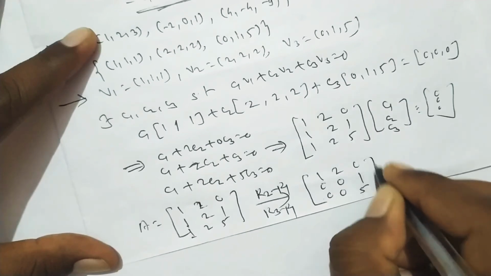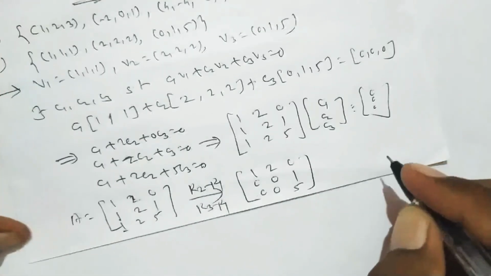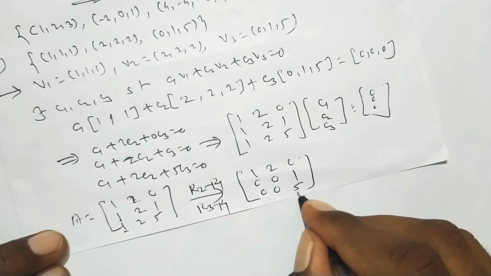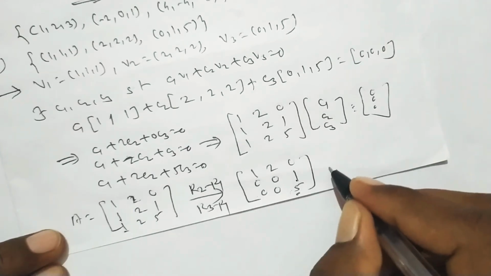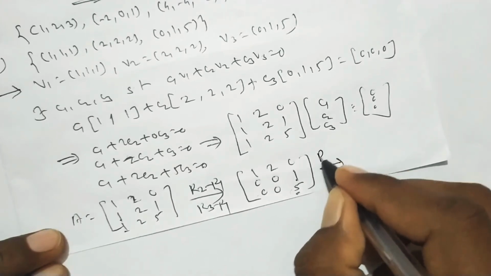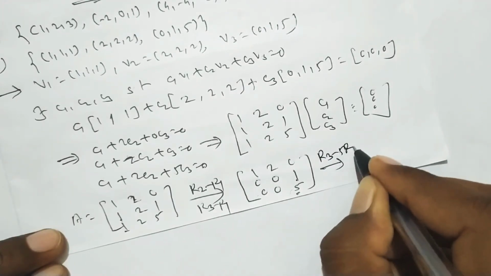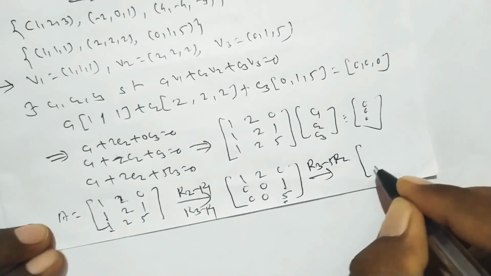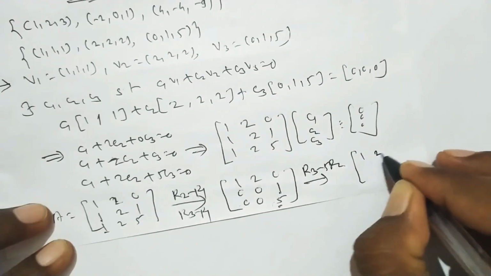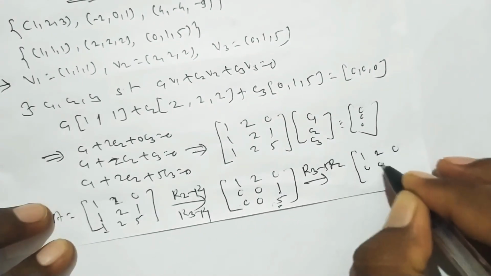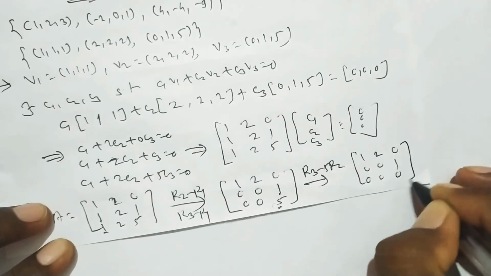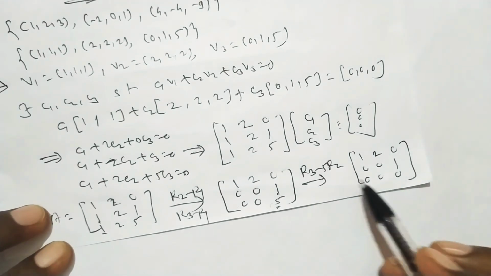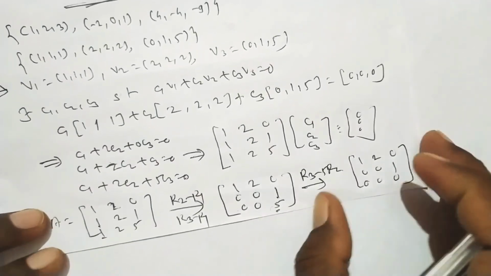Okay, and the last operation we have to use here, 5 and here 1. So these are the multiples. If we use the operation R3 minus 5 times R2, then we will get 1 2 0, 0 0 1 and here 0 0 0. So 1 2 0, 0 0 1 and 0 0 0.